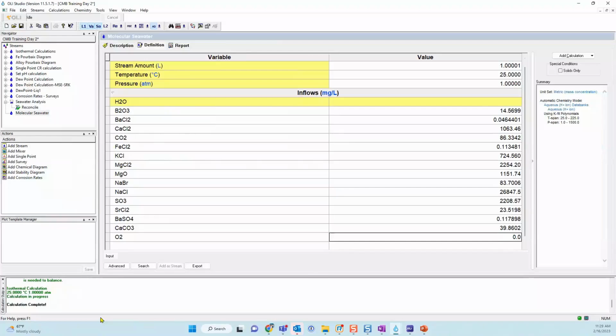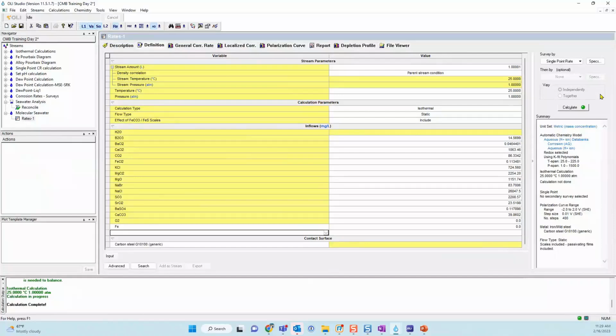So to do that, I'm going to add a survey. For that survey, because it's going to be a corrosion rate, we are going to go here and add a corrosion rate calculation. Okay, that will be a corrosion rate calculation. Now it's showing survey by single point rate.